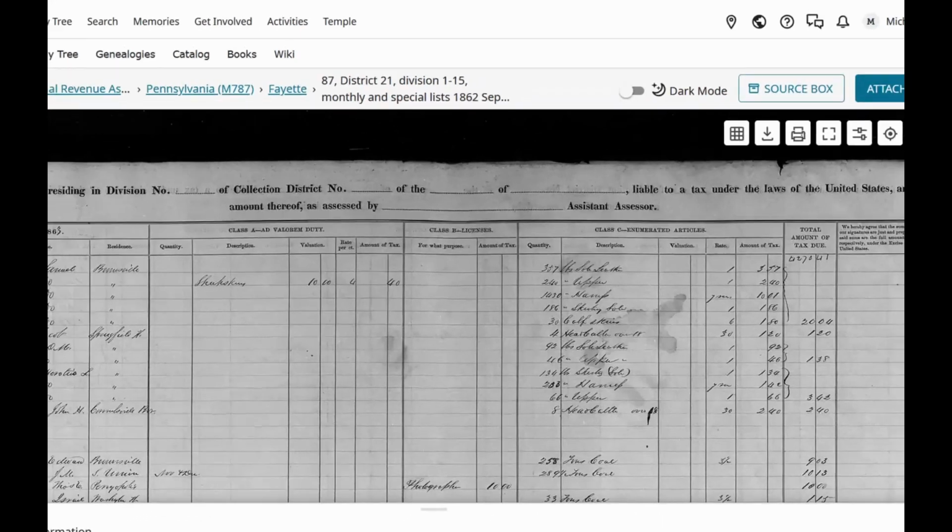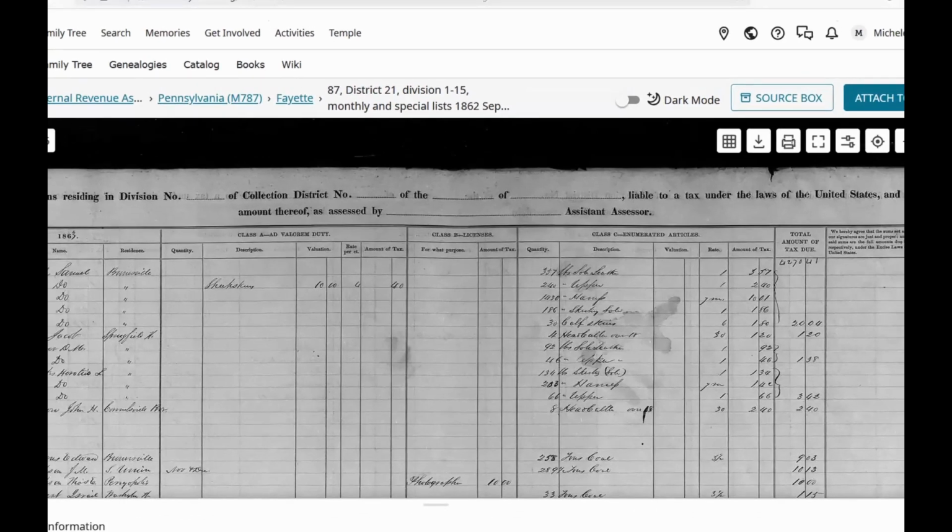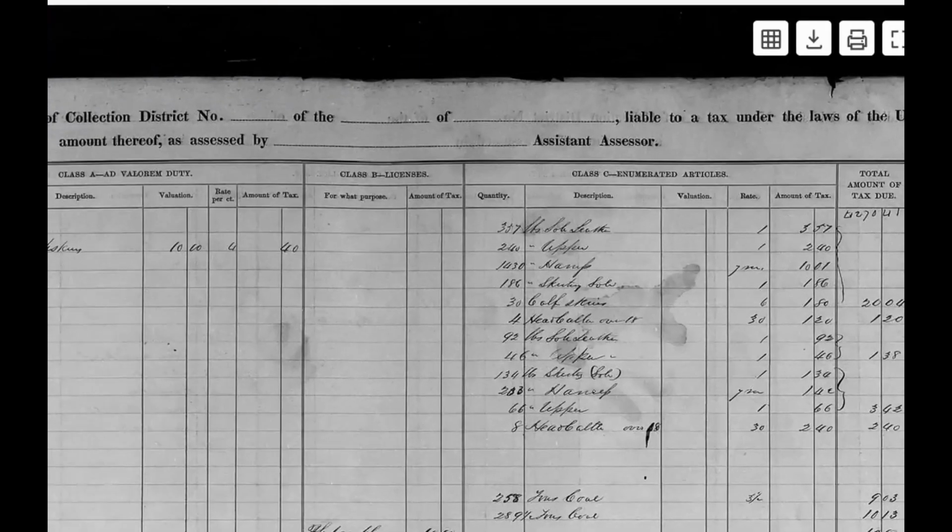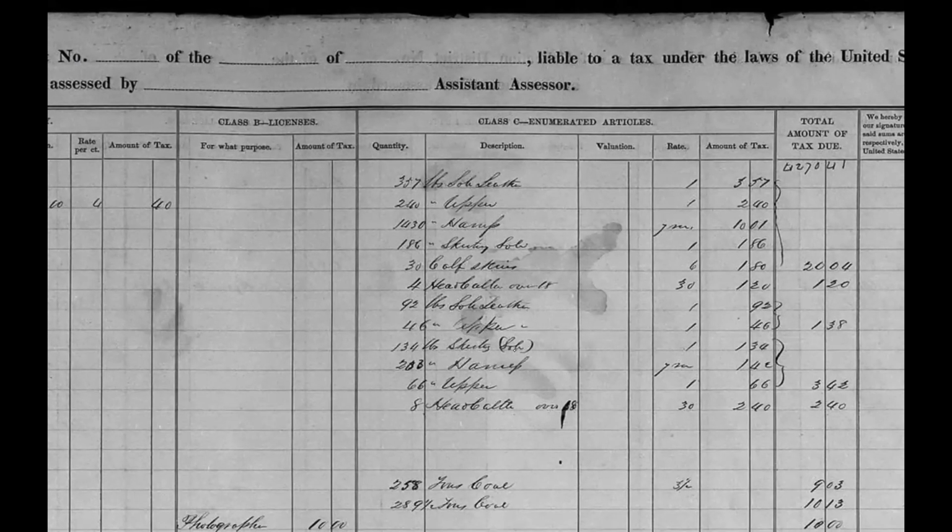Jacob, when you come over, follow him over, he had 4, and I'm having trouble reading this. The guy above him had 30 calf skins. This guy had 92 pounds of leather, sole leather. I'm not sure what that reads, but he had to pay $30, or the 30 was the rate, and then he paid $1.20 in taxes. So $1.20 is what's owed altogether.